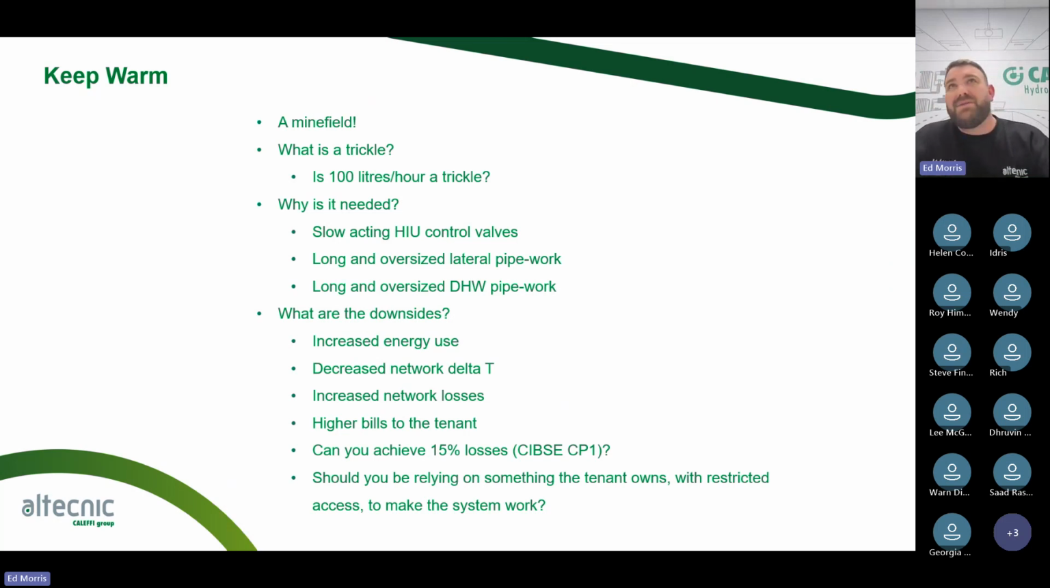You have to pay for the fact you're keeping your plate heat exchanger warm. Decreasing network delta Ts. Again, it does become an open bypass, so the delta T on your network is going to massively reduce. Increased network losses because we're constantly sending hot water around the system. It's going to be a higher bill for the tenants. Can you achieve your 50% losses according to CP1 if you're using certain keep warm functions? And should you rely on something that a tenant owns, with restricted access, to make the system work?